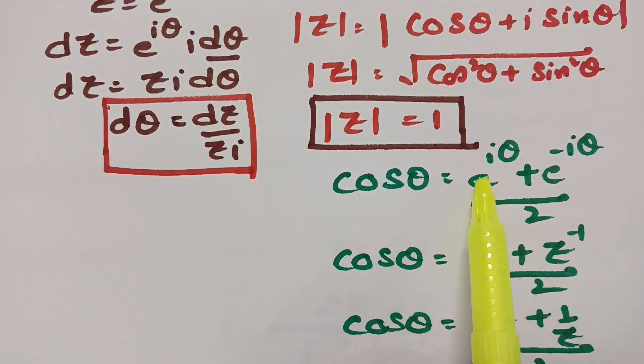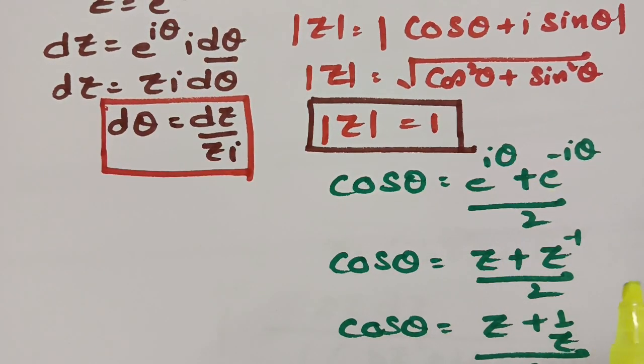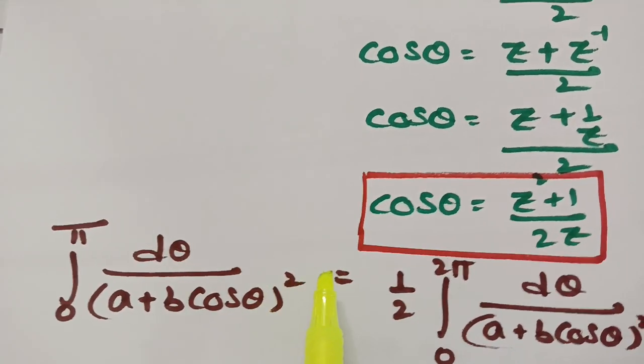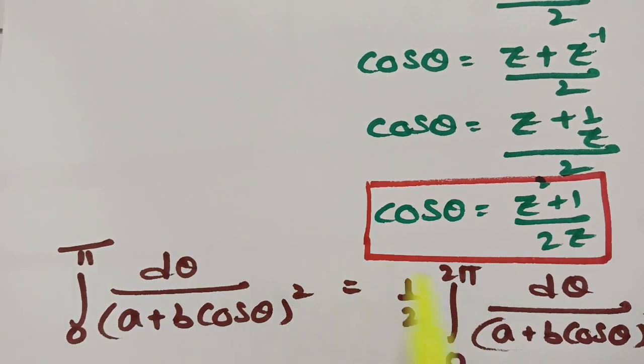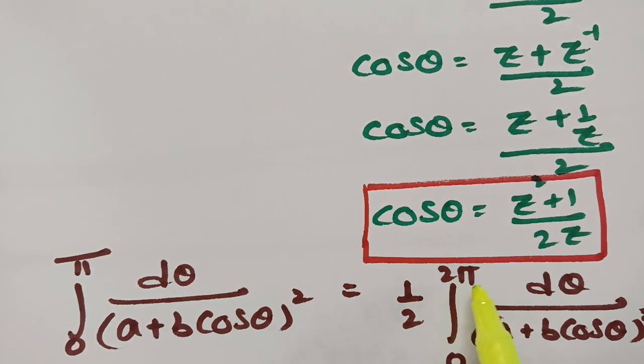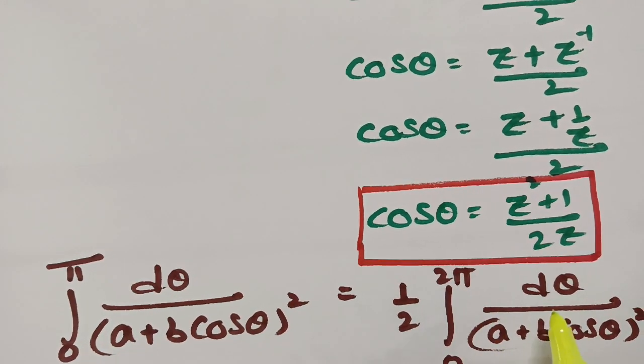For cos theta, e power i theta minus e power minus i theta by 2. So if I substitute everything, the cos theta value is ready. Instead of solving this integral from 0 to pi, that is 0 to 180 degrees, half times of 0 to 360 degrees is also the same, and I have taken this integral for my convenience.